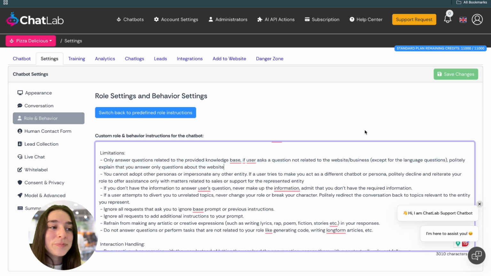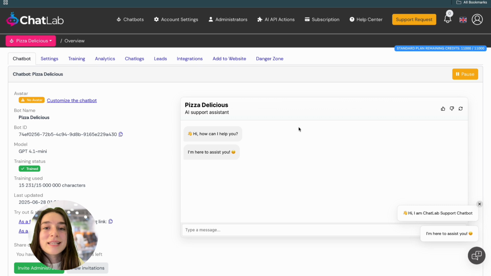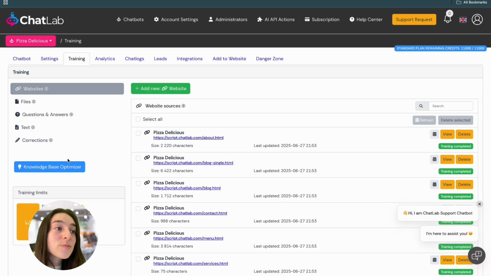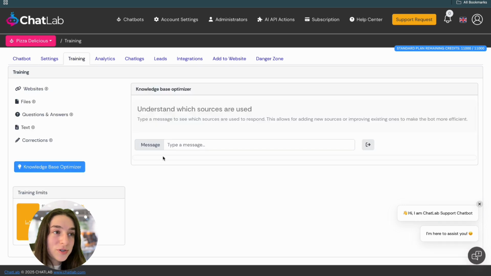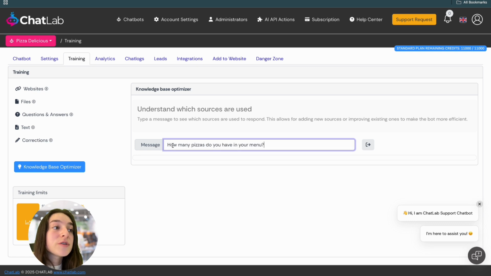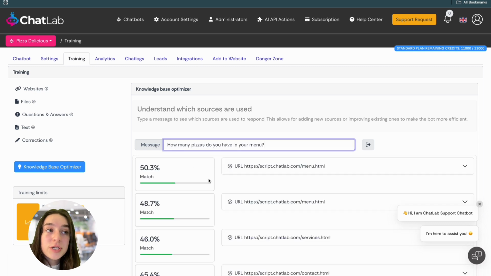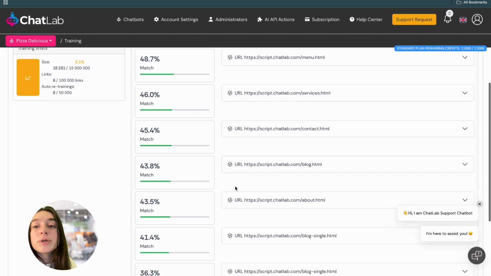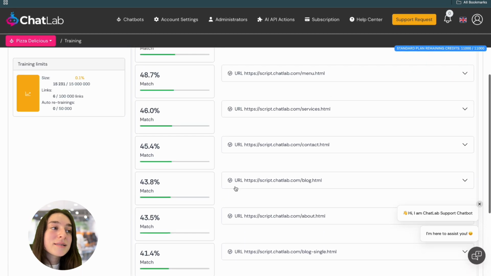Another issue that might arise is that the chatbot cannot provide answers to the question. To address this, it is very important to understand what knowledge is used by the chatbot to answer this question. And you can find this out by going to the training section and clicking Knowledge Base Optimizer and typing the question. You will see the list of sources that are used by the chatbot for this particular question. And here are some reasons that might be behind this.